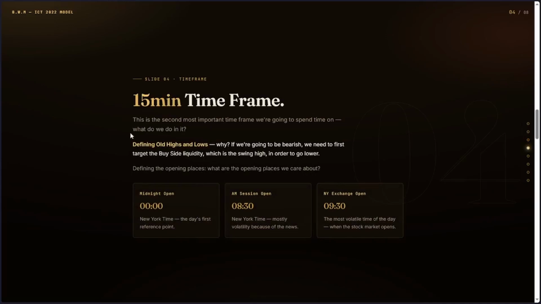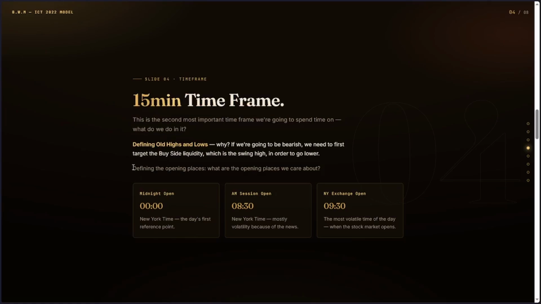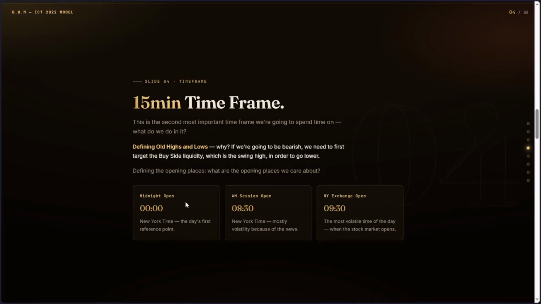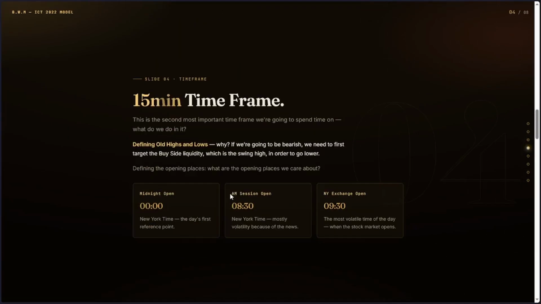The 15-minute time frame is our second most important time frame, where we're going to highlight all this stuff, the highs and lows, of course, and target the sell side liquidity or the liquidities we're going to target, the fair value gaps and other stuff. We are also going to highlight all three sessions for us. Firstly, the midnight open, because we're going to use, I forgot to add here, the power of 3, okay? Which is accumulation, manipulation, distribution. It's going to be based on this time frame, the midnight open and the AM session open.